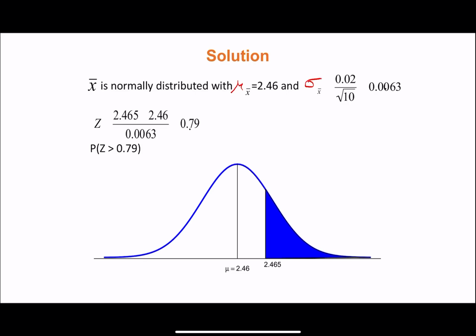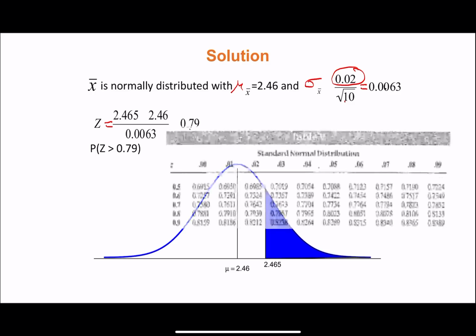So we're going to take a look. So we have our mu sub x bar is 2.46, because remember, it is the same thing as the population mean. The sigma sub x bar, so we have our 0.02, that is the population standard deviation, divided by the square root of 10. That gives me 0.0063. So we're going to calculate the z-score here.